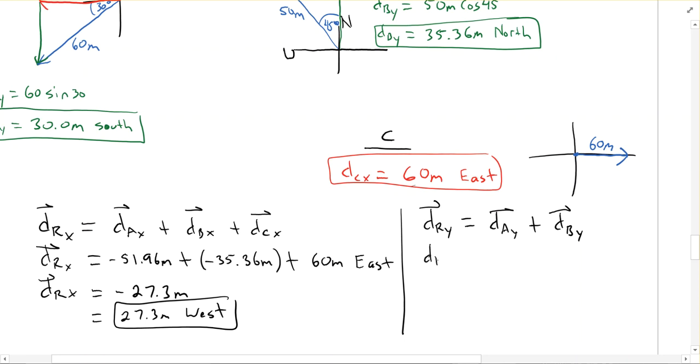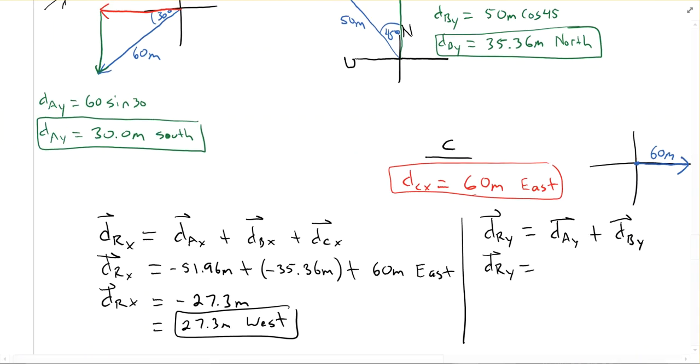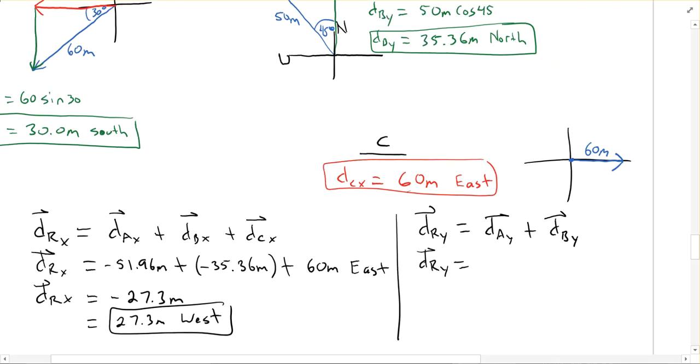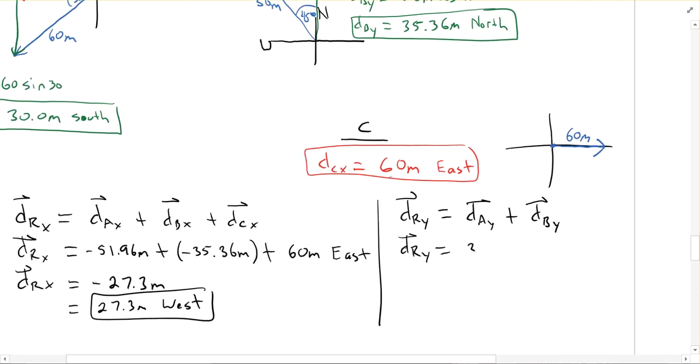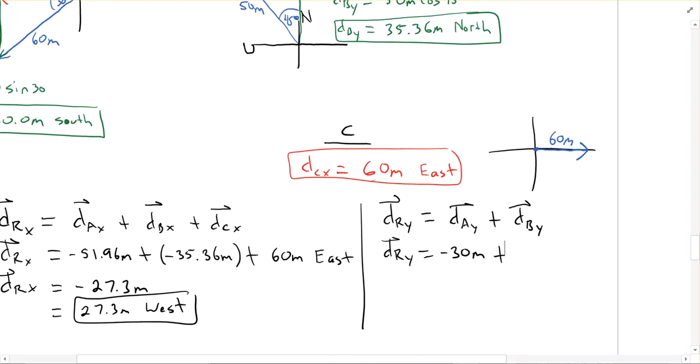So if we do that, we got dy is equal to, the y component of the first one was 30 meters south, so that's going to be negative 30 meters. And then plus, this was north, so it's going to be plus 35.36. So this is going to be our y, just 5.36 in the positive direction, so that's going to be north.